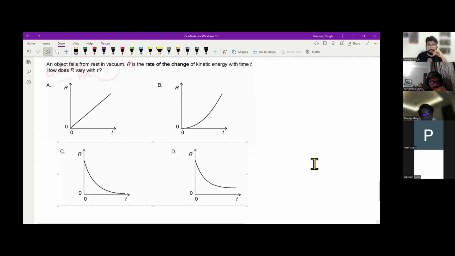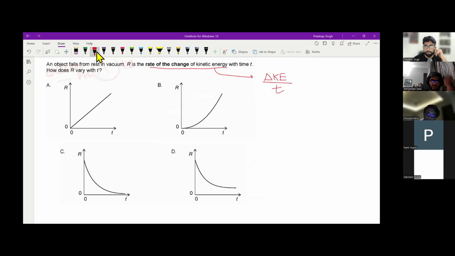So I first thought it was option B because with constant acceleration, velocity squared will increase, so kinetic energy will increase exponentially. But then the problem is that it's the rate of change of kinetic energy. So it's about T squared. Rate of change of kinetic energy means change in kinetic energy upon time. And then on the time axis, the slope would be this upon time as well, so it'd be T squared. So it's just the question wording.